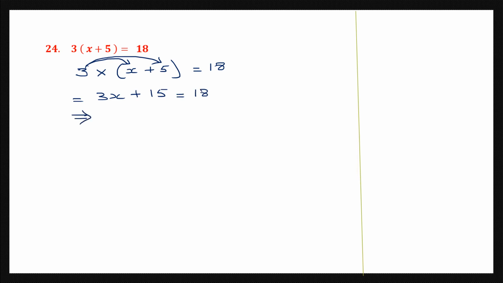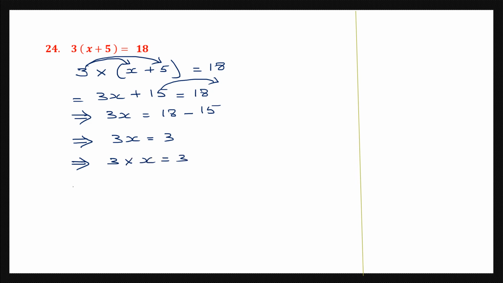Now we can solve for x. So 3x plus 15 equals 18. I'm going to transpose 15 to the other side. It becomes minus 15. So 3x is equal to 18 minus 15, which is 3. 3x means 3 into x is 3. So to solve for x, what do we do? We write 3 and then we transpose this 3 to the other side. It becomes division because it's multiplication here. 3 by 3 is 1. So we have solved for x. X is equal to 1.